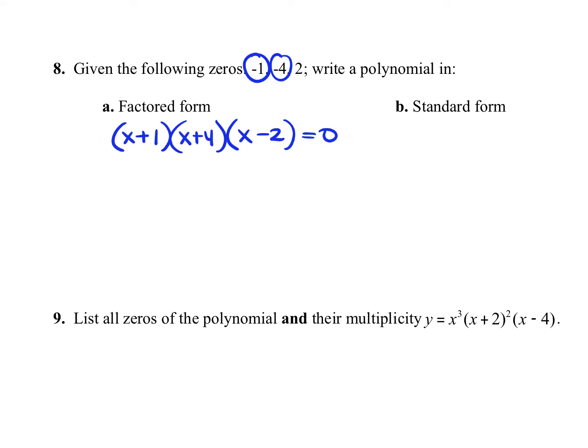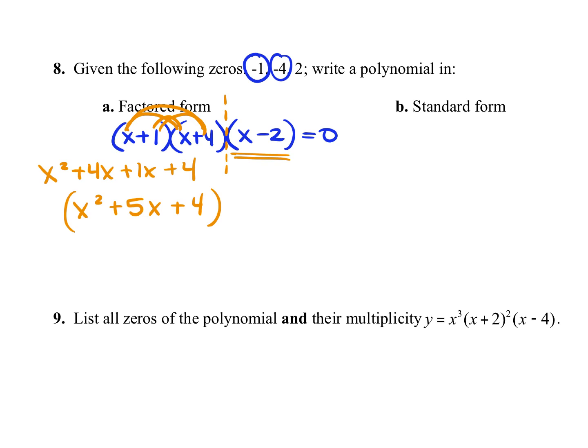FOIL what? Just make them all line up. Let's just ignore that last one for now. We'll FOIL the first 2. So if we FOIL this, we get x squared plus 4x plus 1x plus 4. Okay, now simplify that a little bit. You get x squared plus 5x plus 4. So we get a trinomial when we FOIL our two binomials, right? We still have to multiply that by this other binomial. So we're going to bring that down, x minus 2.